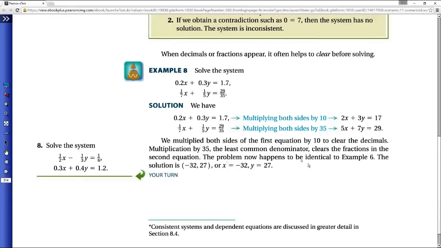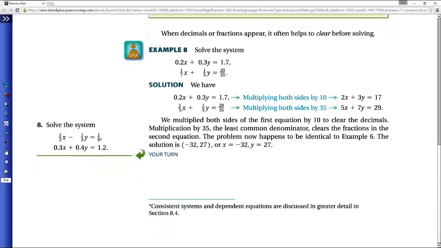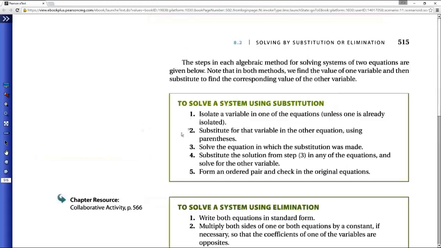The problem now happens to be identical to example 6, and we can basically use elimination, and they just drop that out. So really what they're doing with this is just showing you how to deal with these fractional things, because that can make it harder to deal with. So clear the fractions.